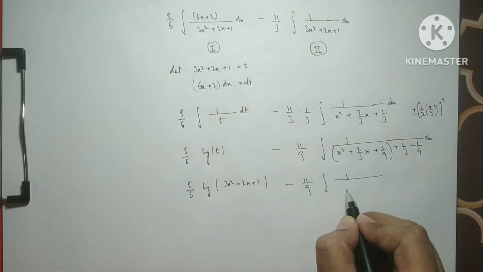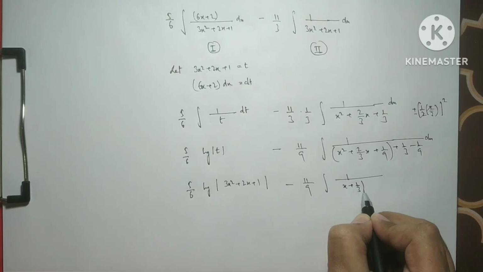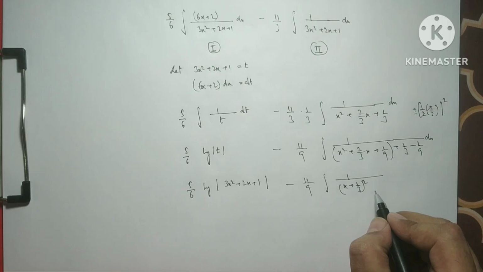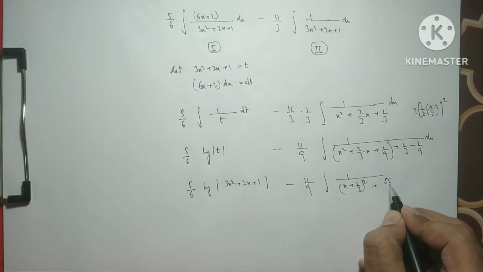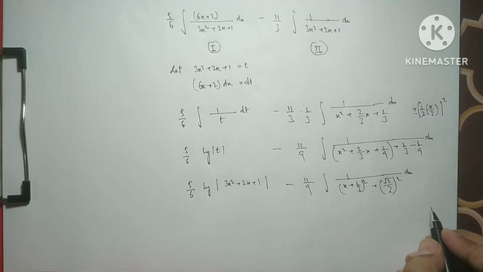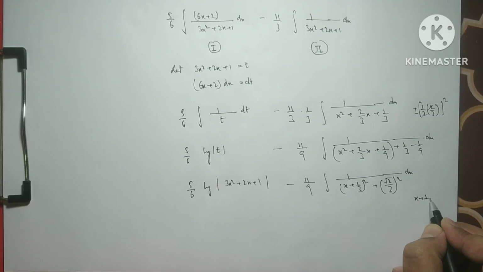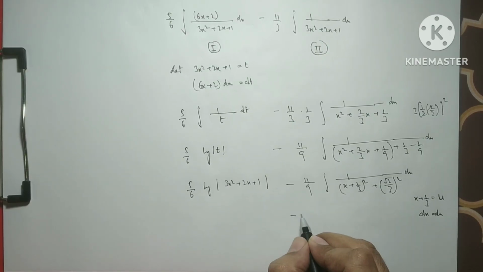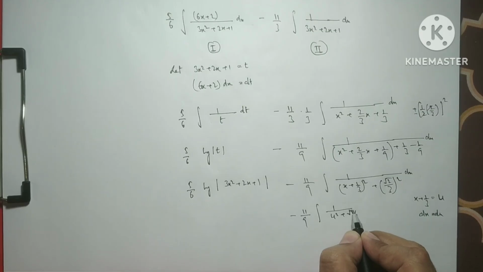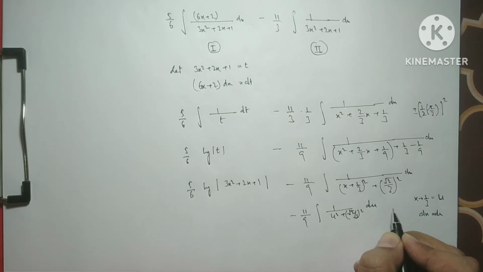So it is x plus 1 over 3 whole square, and on taking LCM 9, it is 3 minus 1, that is 2, that is root 2 by 3 whole square. If we consider x plus 1 over 3 as u, so dx equals du, and this part becomes 1 over u square plus root 2 by 3 whole square, and this is du.